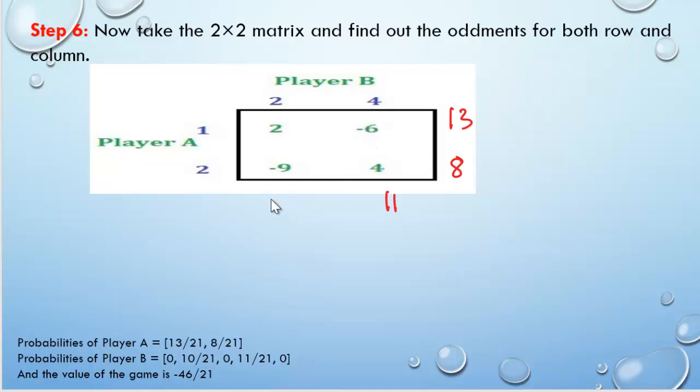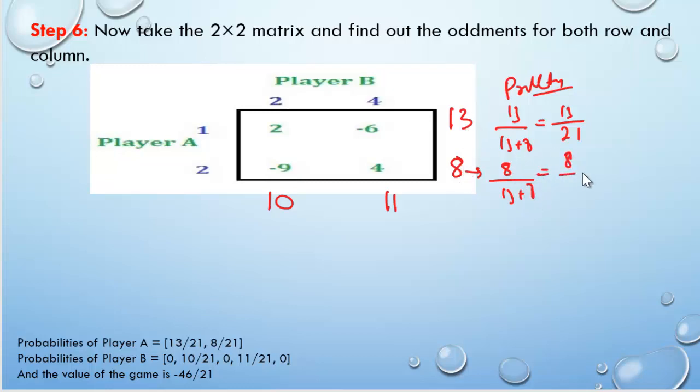Write it here. Okay, now what will be the probability? Probability of this one will be 13. So probability, that is 13 divided by 13 plus 8, that is 13 divided by 21. And for this one, this is 8 divided by 13 plus 8. Sum of the two, that is 8 divided by 21. As you could see here, 13 divided by 21 and 8 divided by 21 are the probabilities of player A.